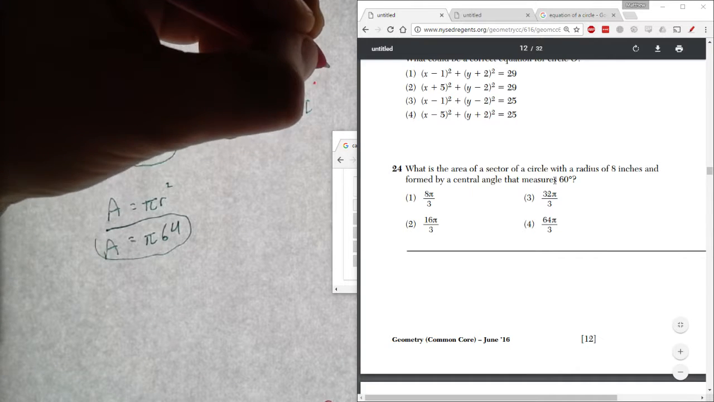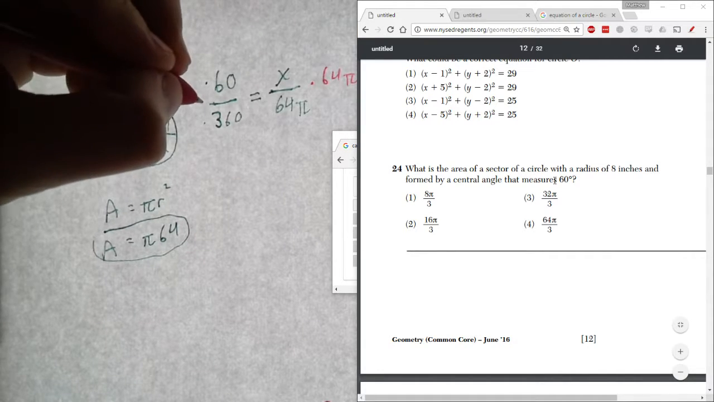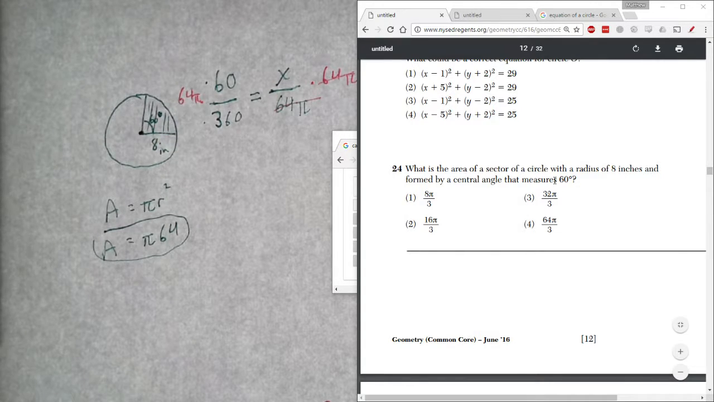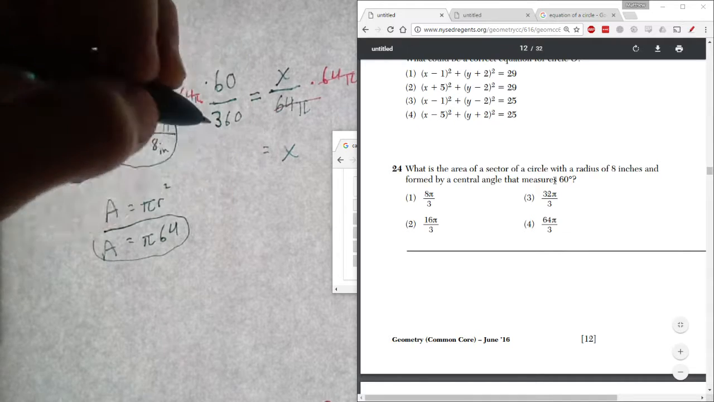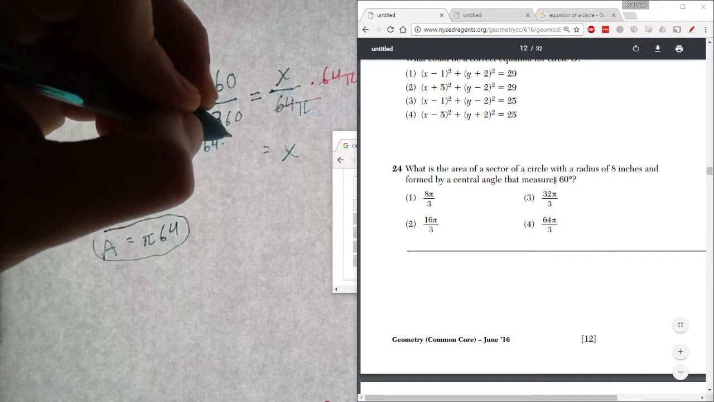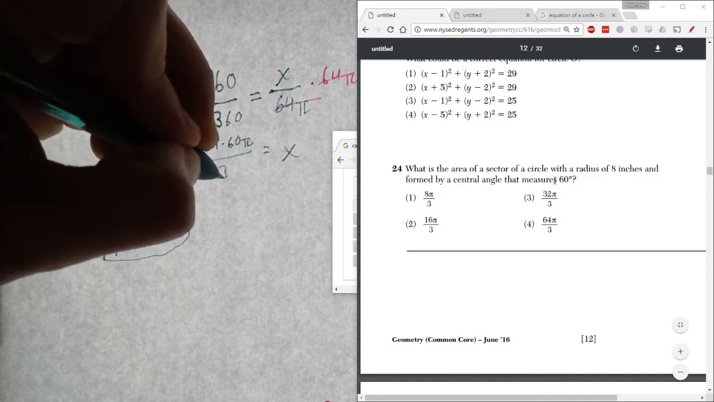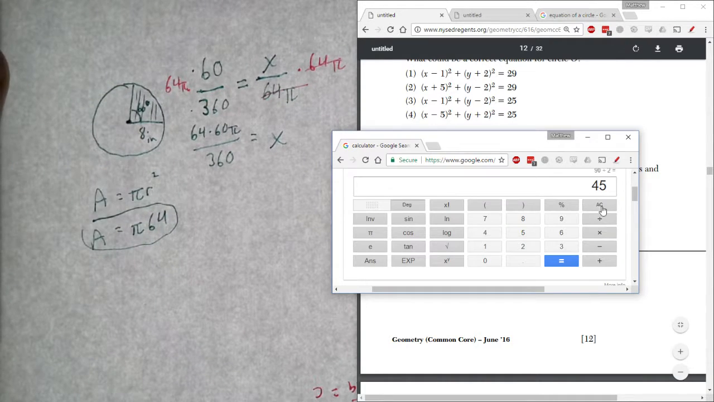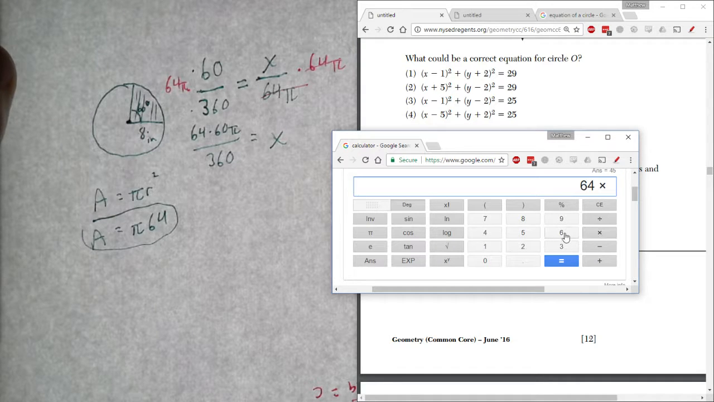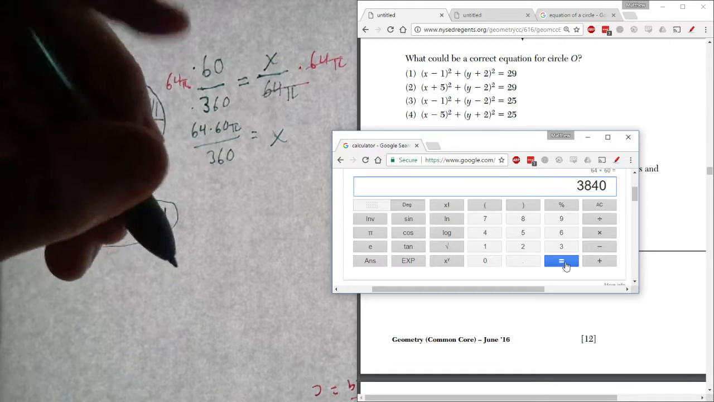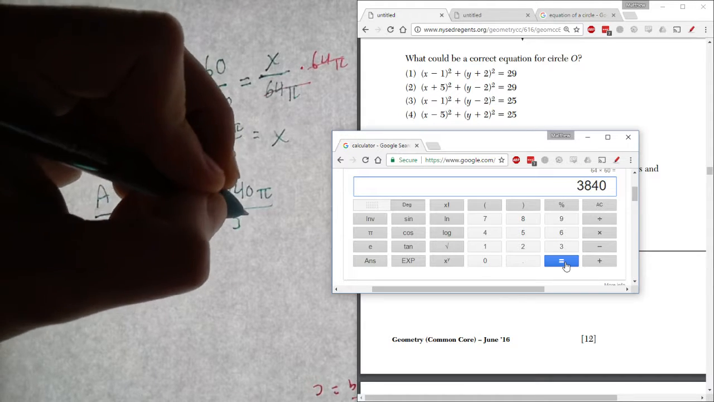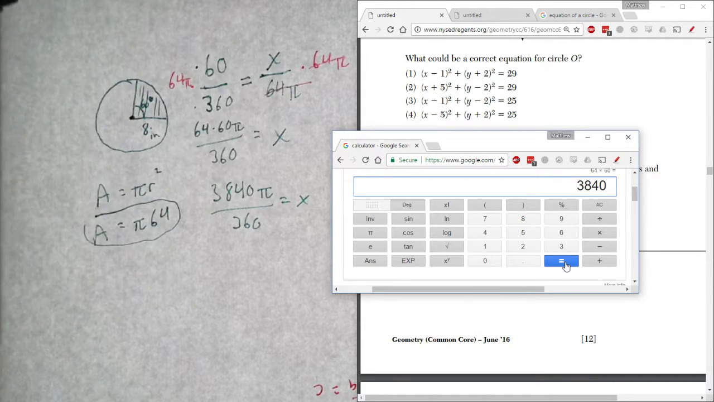I'm going to multiply both sides by 64 pi. 64 pi cancels with that. I'm left with x equals 64 times 60 pi over 360. Let's do some of that math. 64 times 60 is 3,840 pi over 360 is equal to x.